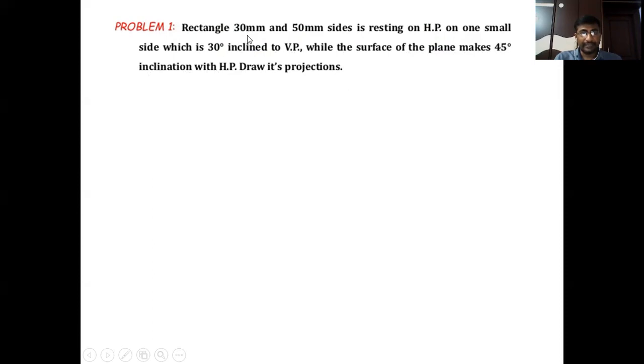Clear, students? The sizes of the rectangle are a 30 mm smaller side and a 50 mm longer side. That rectangle has the smaller side inclined at 30 degrees to VP. This is the edge inclination. First of all, we have to give the first preference for the surface inclination. The surface of the plane makes 45 degrees inclination with HP. Therefore, the surface makes an angle with HP. We have to assume that in the initial position, the surface is parallel to HP.